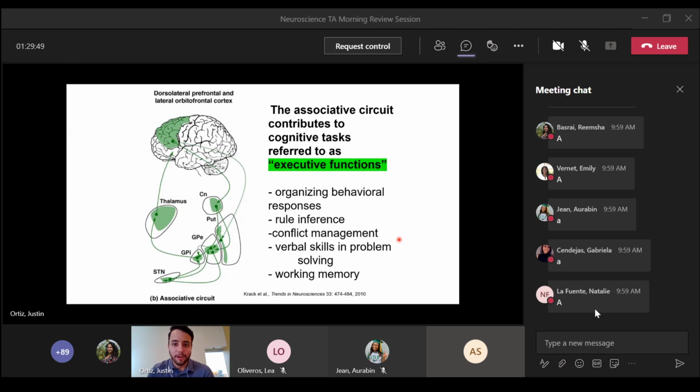So basically what's right here, we have this dorsolateral prefrontal and lateral orbital frontal cortex, which is also called the associative circuit. Just know that this contributes to executive functions, right? So if you know that this pathway is helping with executive functions, rule inference, working memory, et cetera, that should suffice. I would just know that this pathway is associated with executive functions.